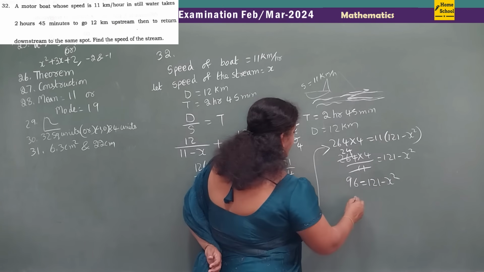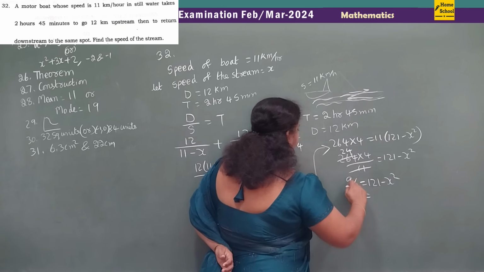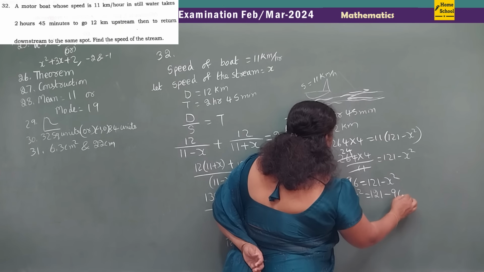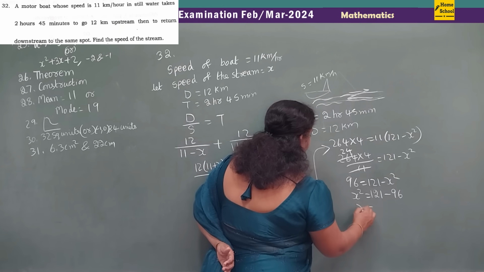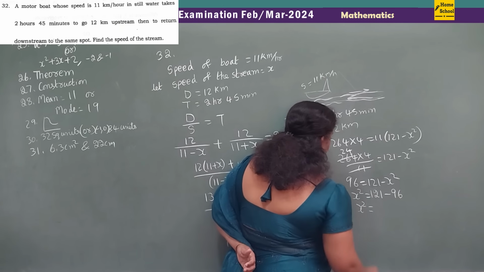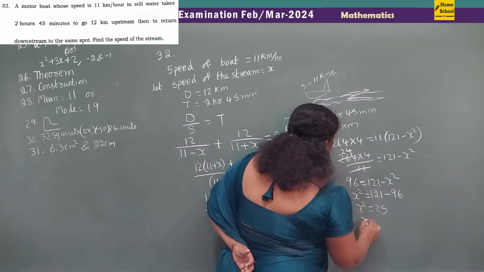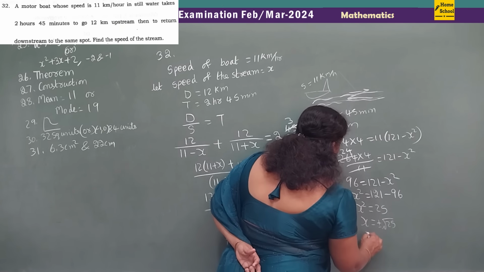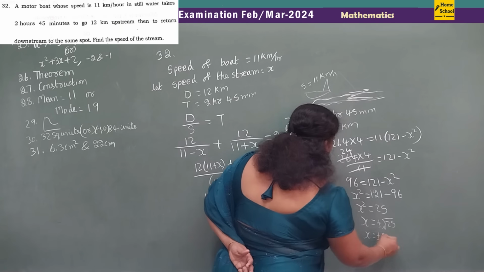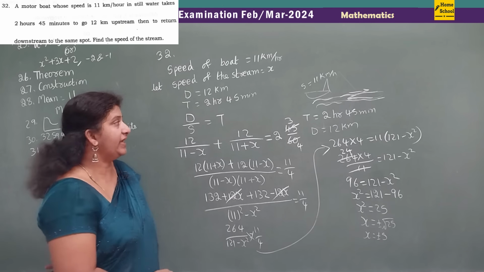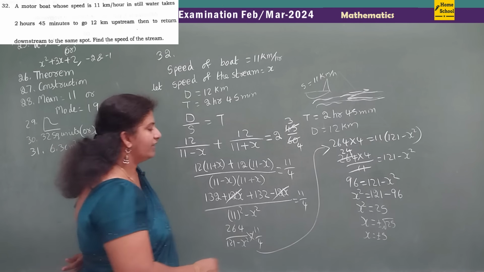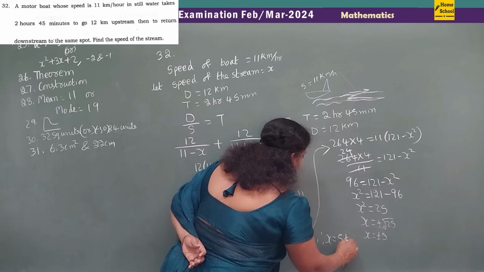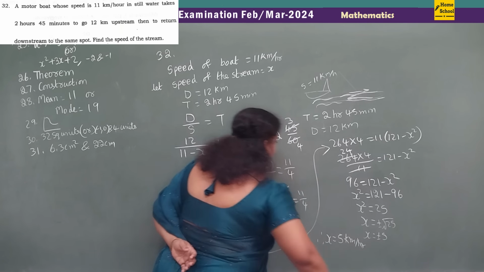This minus x square, transpose this side, and 96 this side. 121 minus 96. If you subtract 121 minus 96, it will be 25. x square is 25, x is equal to plus or minus root 25. That is x is equal to plus or minus 5. See, your speed of the stream cannot be negative. Therefore, speed of the stream x is equal to 5 kilometers per hour.